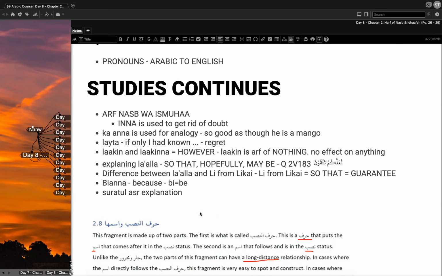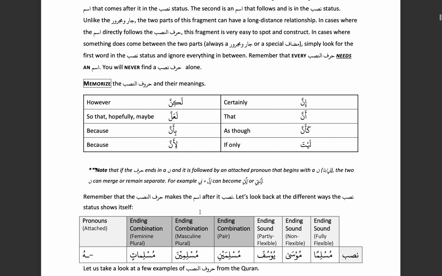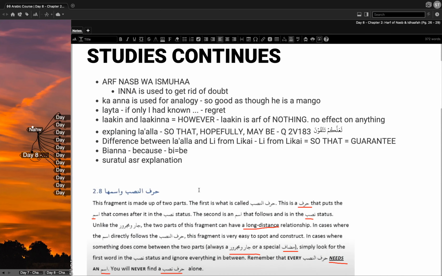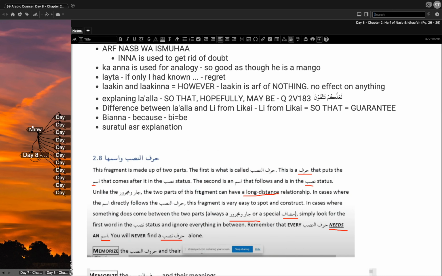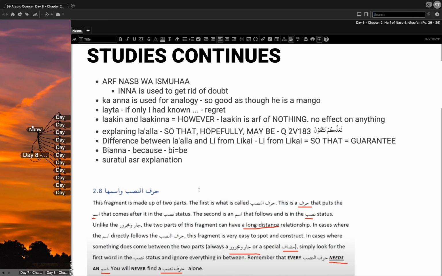And of course we also have layta, which is commonly used for regret. It's used a lot in the Quran, where people are talking about regretting. And then lakin and lakinna. It's a bit different. Lakinna is "however," and lakin also is "however." We have both in the Quran according to Ustadh's explanation. But lakin is a harf that doesn't have any effect on anything, basically.